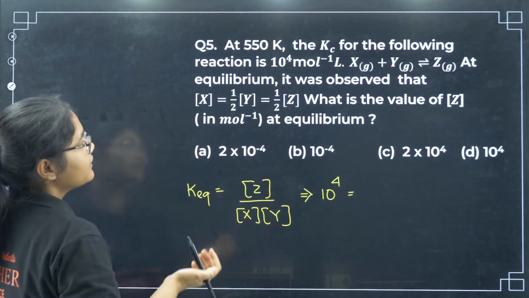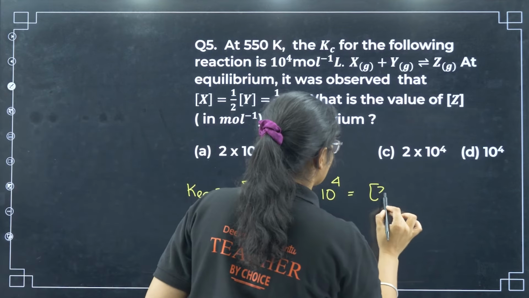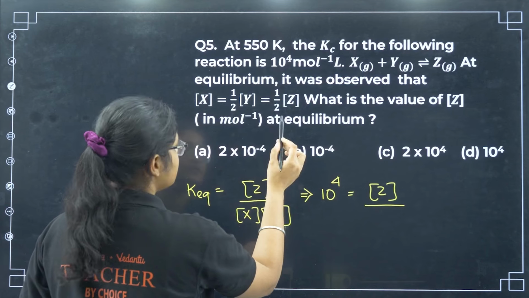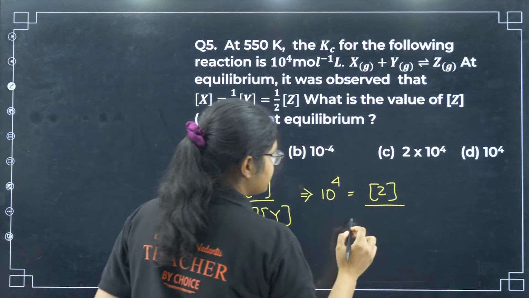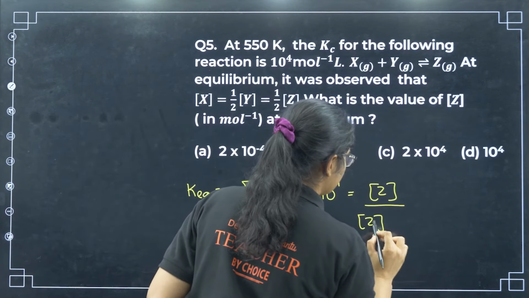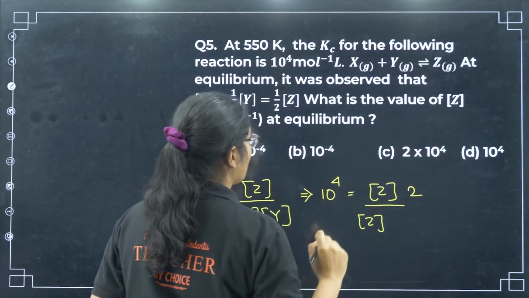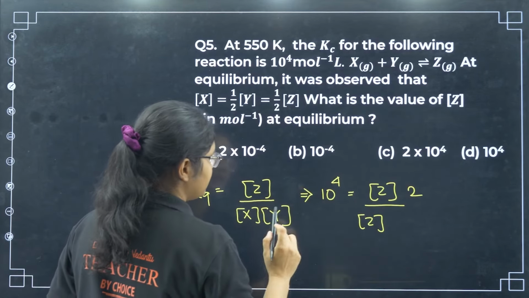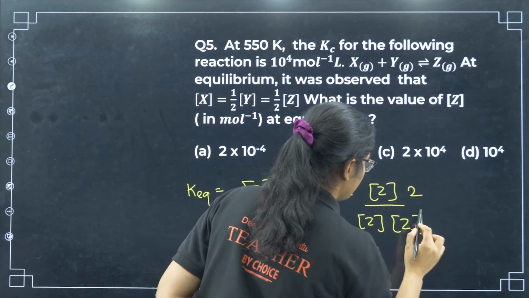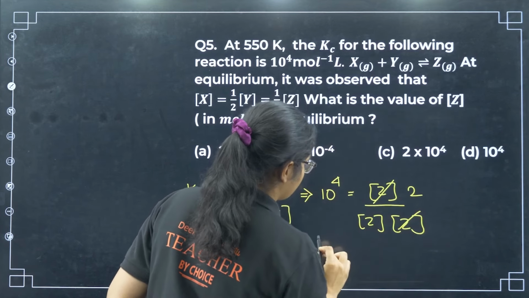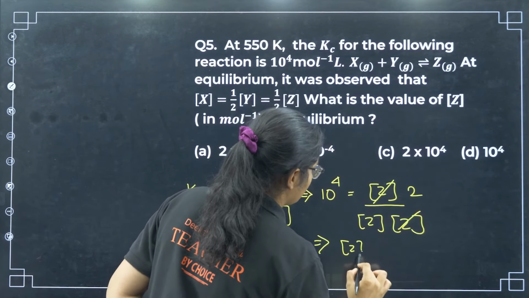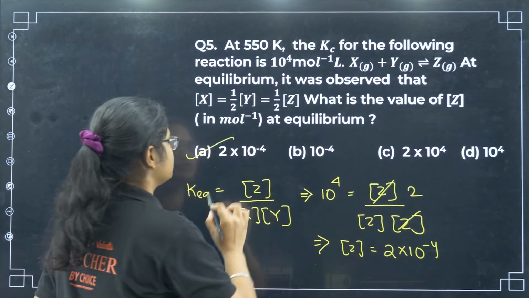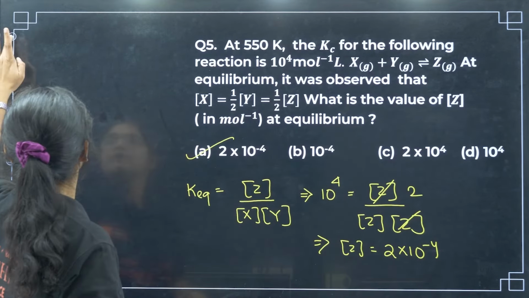Z value will be how much? Let it be Z only, okay. X value is how much? X value is, I can write half of Z, right. X value is half of Z, so that 2 goes up. And for Y value, it can be written Y is equal to Z, so I can put Z here, okay. Z, Z I can cancel, so I can get Z is equal to 2 into 10 to the power of minus 4, that is option number A here, okay.